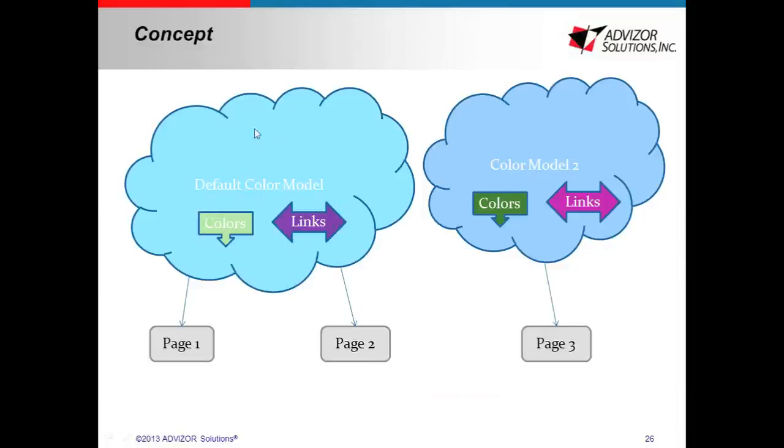So this is a good example of what I was saying. You can have one color model color, for example, prospects by rating, and you assign that color to a couple of pages. Then you can have a different color model, for example, where you want to color by appeal type, and then you can color page 3 by a different color.